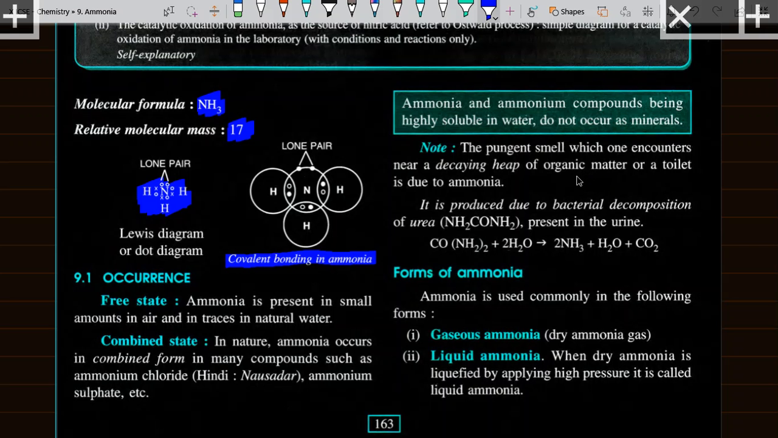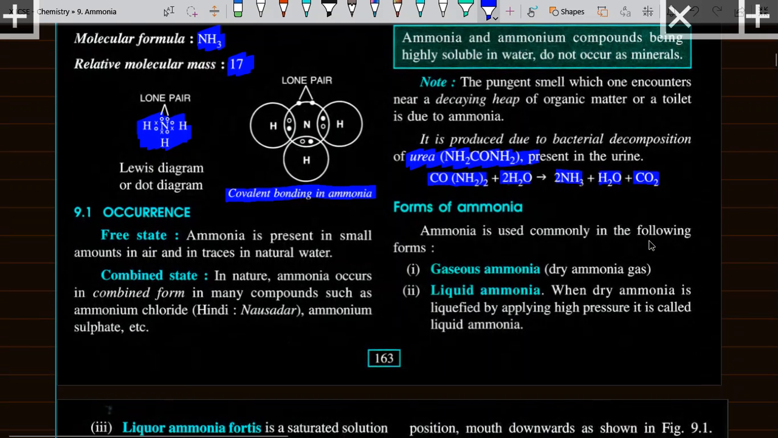That is ammonia. It is produced due to bacterial decomposition of urea, which is present in the urine. So the reaction is also given here. CONH2 twice plus 2H2O gives 2NH3 plus H2O plus CO2.